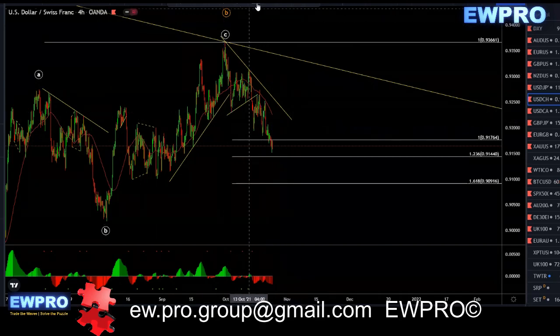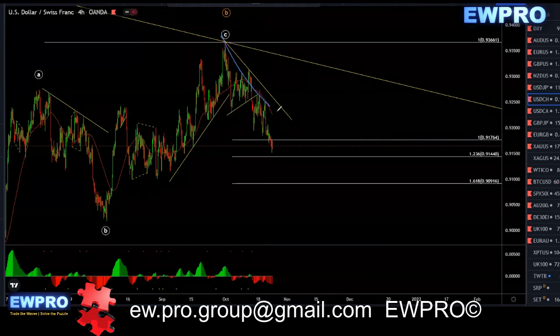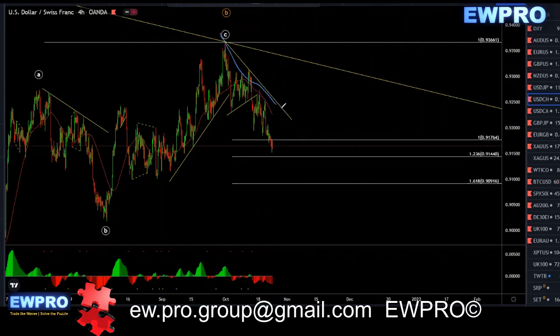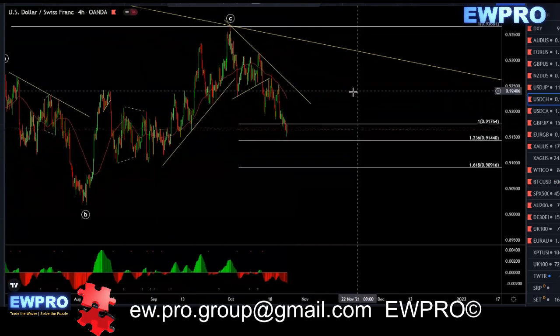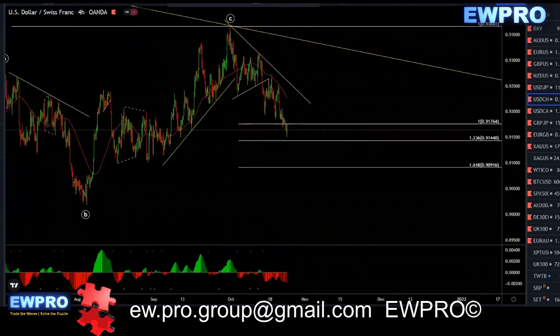So look, while this trend line here holds, you can still look for sells. But yeah, we're looking for this low to be broken.